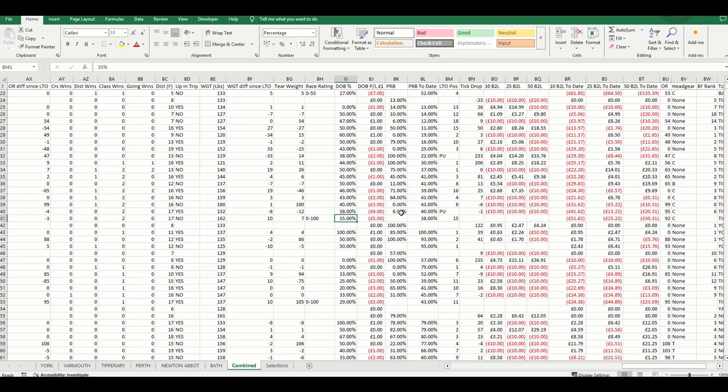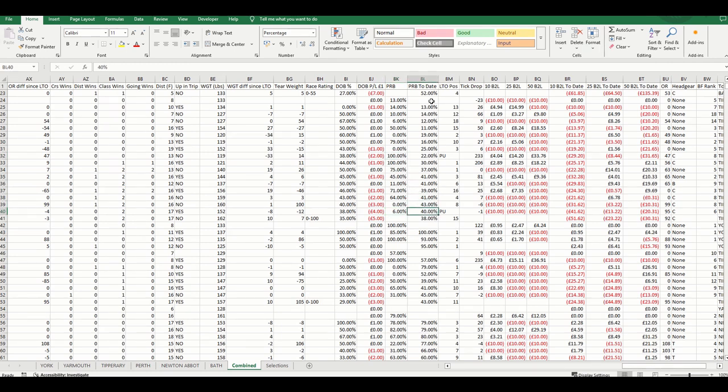Percentage of rivals beaten, so how many of the horses in that field for that race did that horse finish in front of? So if it's a 10 horse race and it finished 9th, then it finished in front of 10% of the field. Obviously if it's winning, it's 100%.